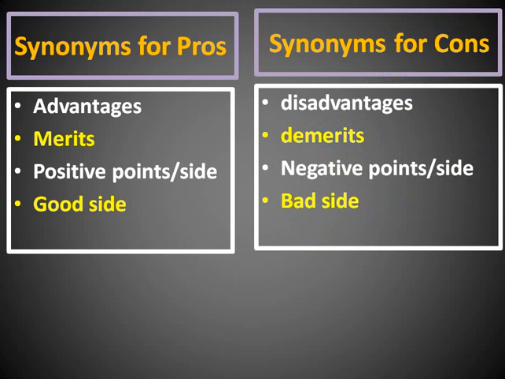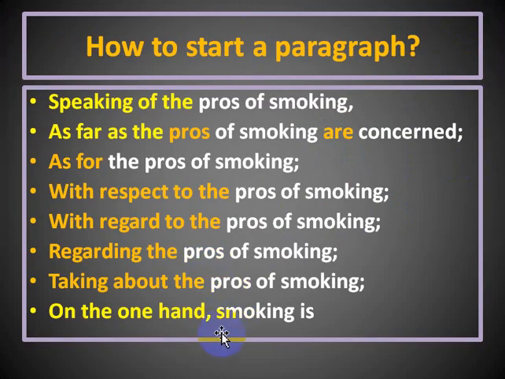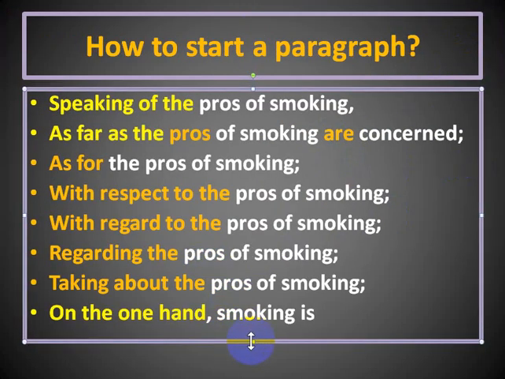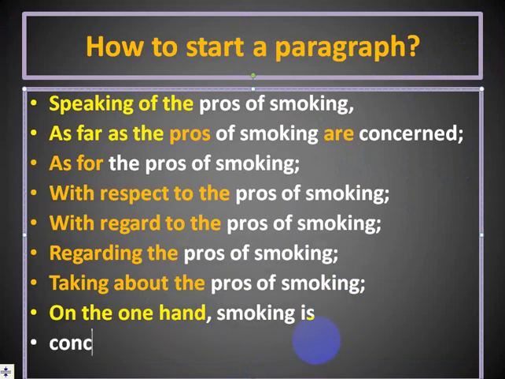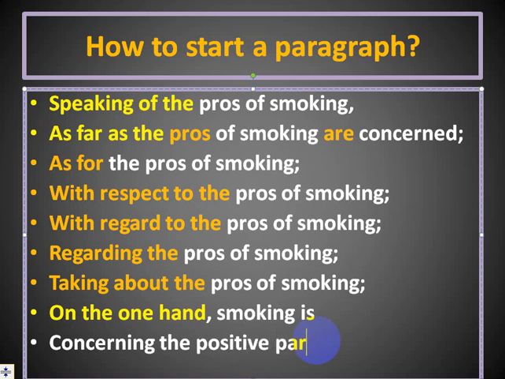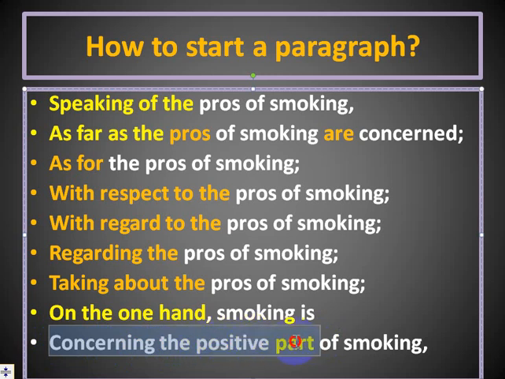When I say concerning the bad side, also we have this "concerning." I didn't include this one, so let's now include it. And instead of saying regarding, I say what? Concerning the positive, or the advantages or the merits, the positive part or side of smoking. So here also we have what? Concerning the positive side, the positive part of smoking. So this is another structure.